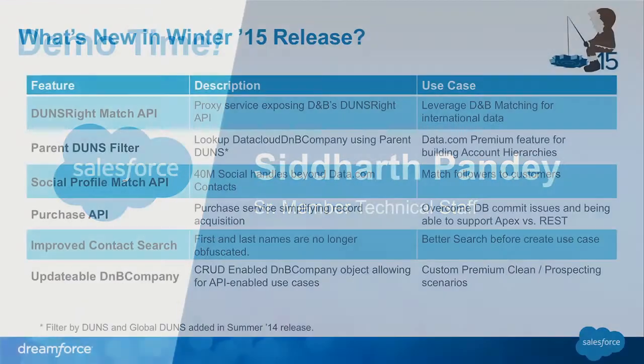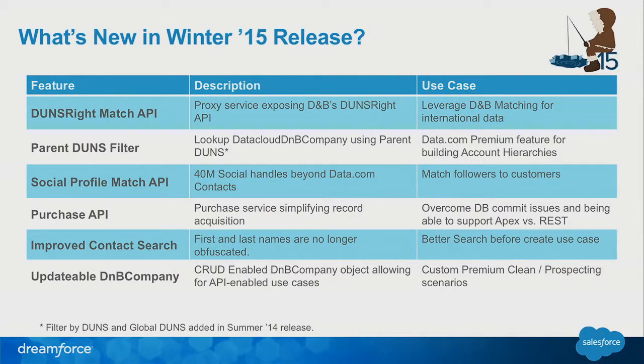And then, going back, for the improved contact search, earlier we used to obfuscate even the first and the last name, so you would only see the first letter of the first name and the first letter of the last name. But now you see the names completely, though some of the fields are still obfuscated, like I showed you. Now you have enough information to go ahead and make your purchasing decision.